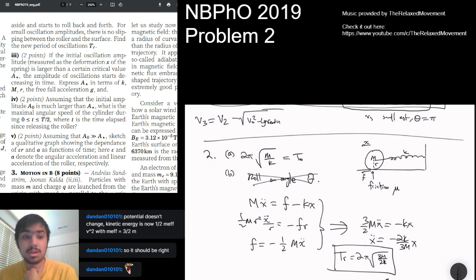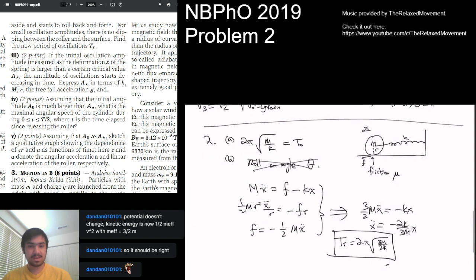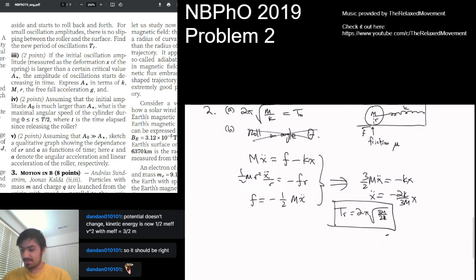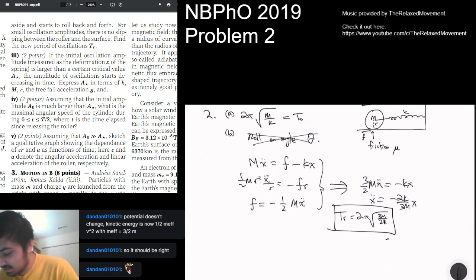Okay. Part 3. If the initial oscillation amplitude is larger than a critical value A star, the amplitude of oscillation starts decreasing in time. So actually doing part B using forces was helpful for part C. Basically, part C is asking us when is kinetic friction going to become a big deal. This is now, given what we've done, very easy. So we just solve for friction, right? Friction is negative 1/2 mx double dot. So we essentially just need 1/2 mx double dot.